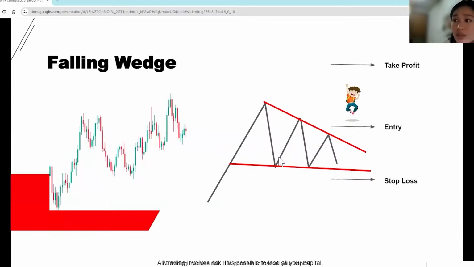So the upper line, which we see here, basically connects the lower highs to the bottom line. When I say lower highs, I mean there is a swing high here, here, and here, but price is making the swing highs lower each time. That's basically what I mean by lower highs. Okay.